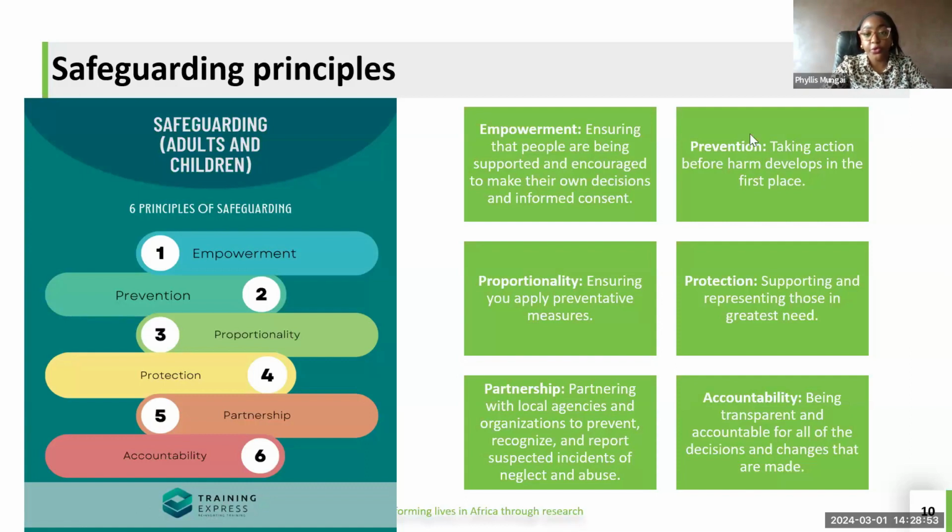The second principle is prevention, and prevention provides for taking any action before harm develops in the first place. So a key element under safeguarding is to ensure that you catch whatever incident it is before it happens. Because of the sensitive nature of safeguarding, and the impact it has on not only the people who are the victims, but also the organization, it's important for you to work towards not having any safeguarding issues occurring rather than having to deal with handling safeguarding issues.